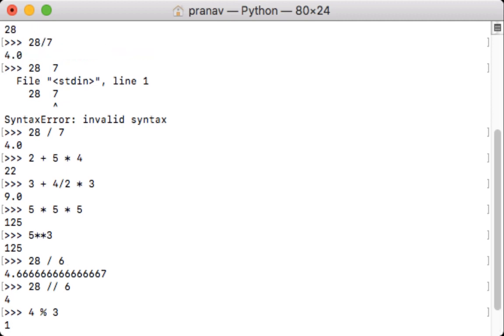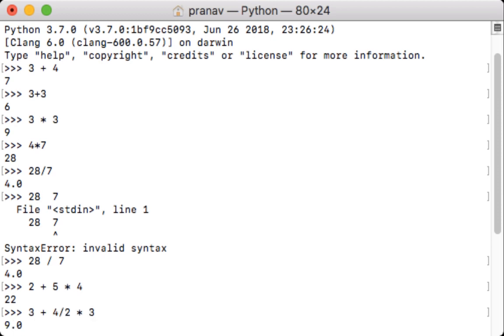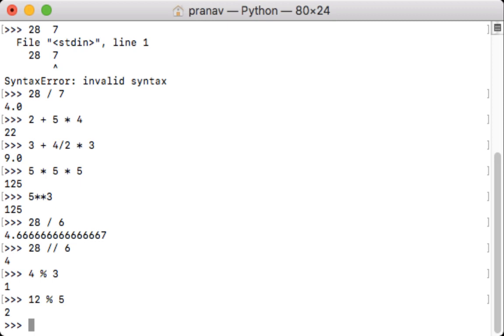So just to go over this stuff, we first learned how to add in Python, then we learned to multiply using the asterisk, then we learned to divide using the backslash, then we learned order of operations and double asterisks, then we learned double backslash, and then finally we learned the modulus.